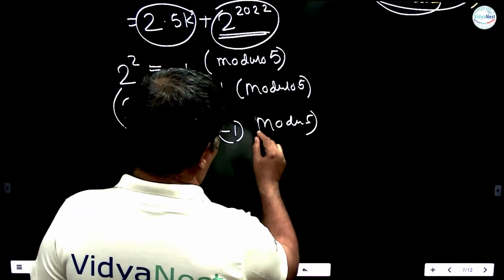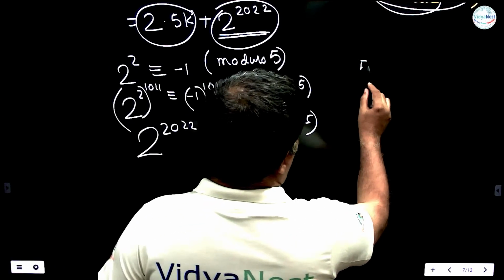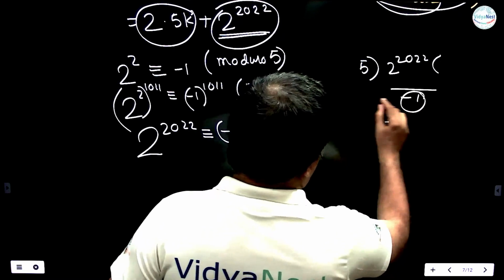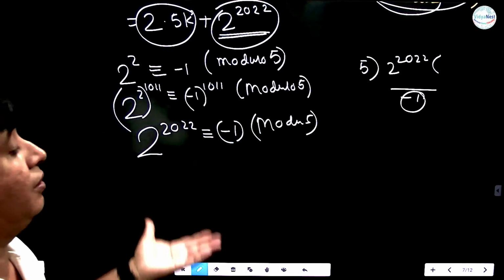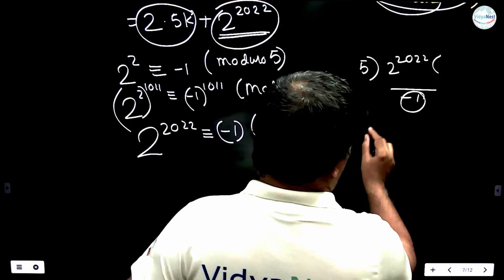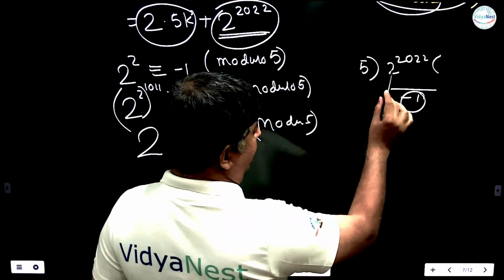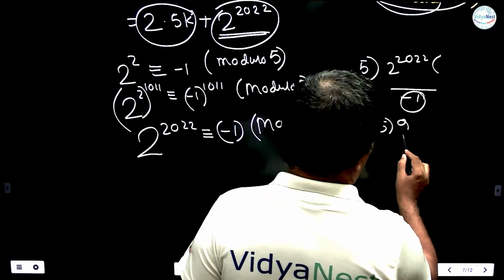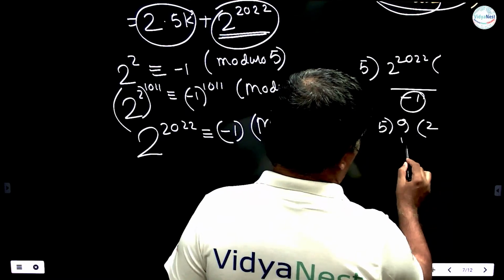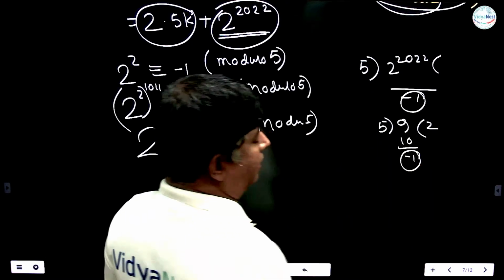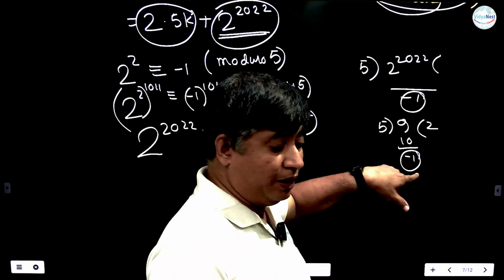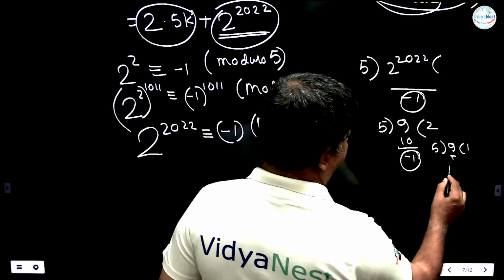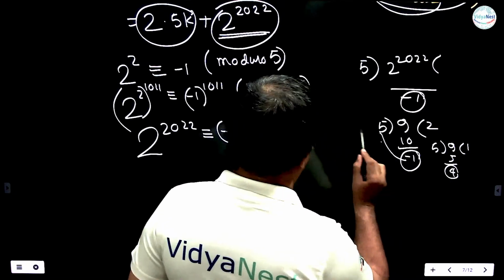Modulo 5. What does it mean? You are dividing 2 to the power 2022, remainder minus 1. So by the division algorithm, what is the exact remainder? Suppose you are dividing 9 by 5. 5 2s are 10. You are getting the remainder minus 1. But is it the actual remainder? No, because 5 will go only one time. So the remainder is 4. By adding this, you will get the remainder.